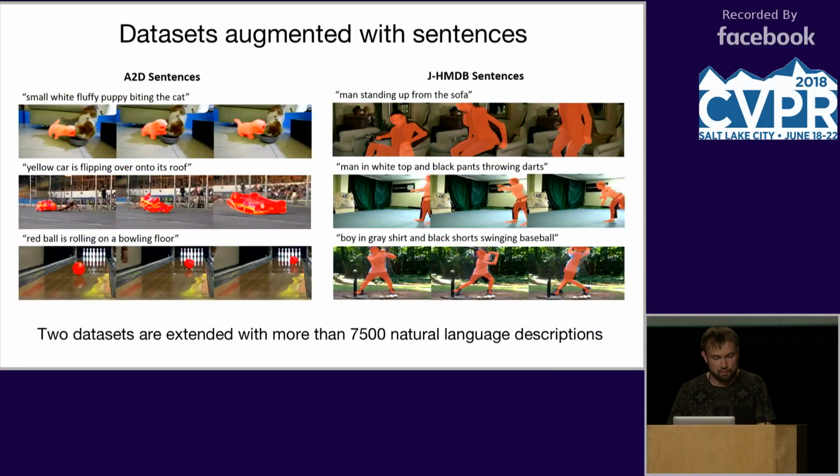So to perform our task, we extended two existing datasets, the actor and action dataset that I presented previously on the slide, and the J-HMDB dataset. We extended them with sentence descriptions for the whole videos. And yeah, we have more than 7,500 descriptions available for these datasets.